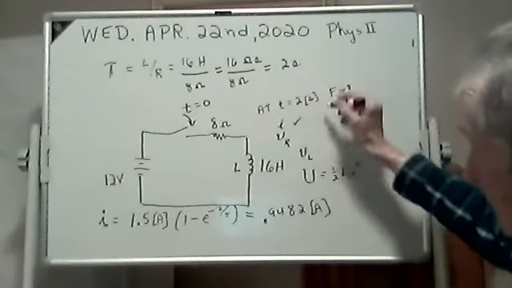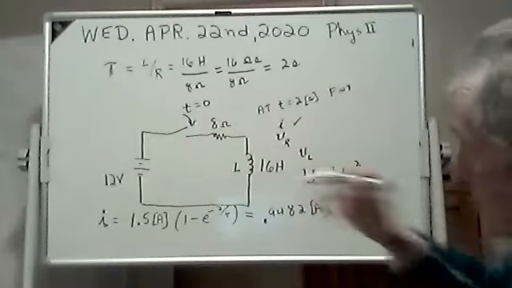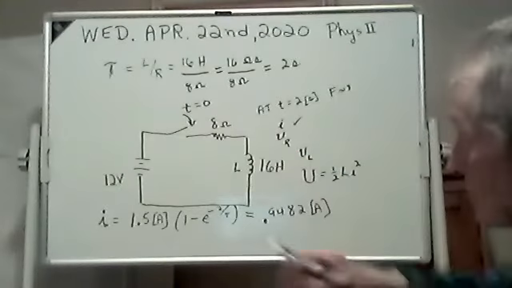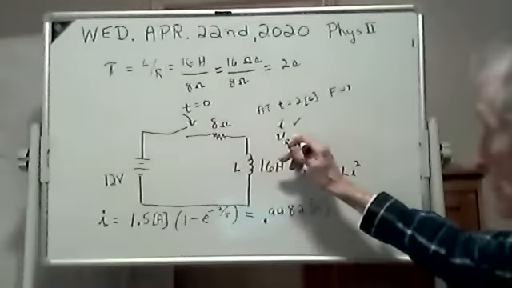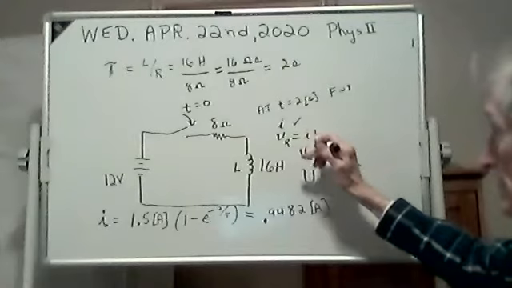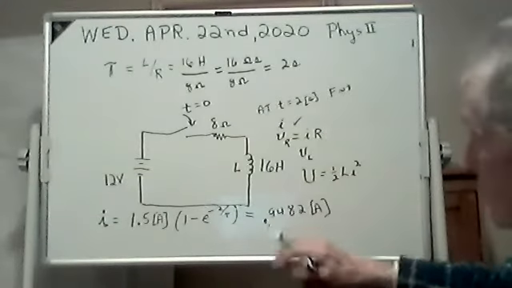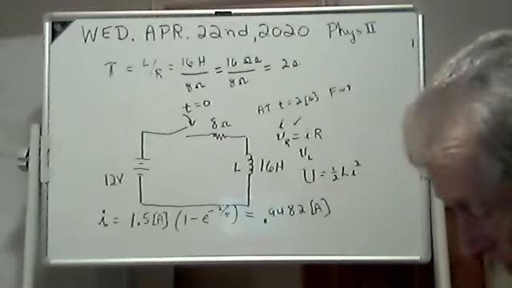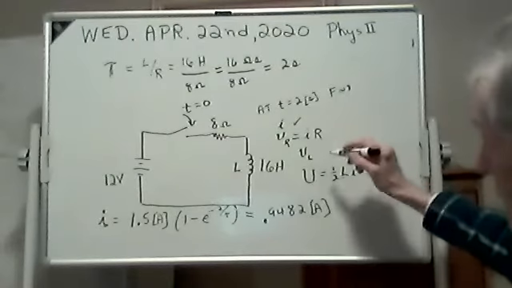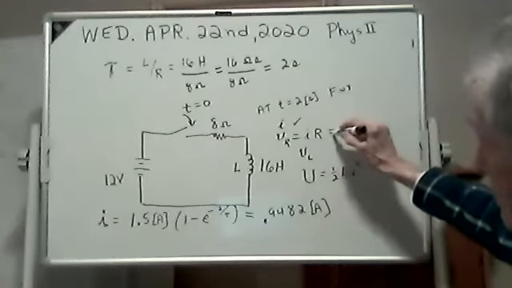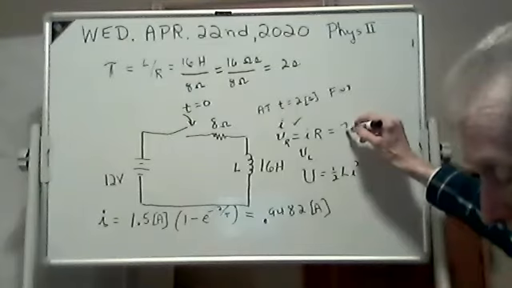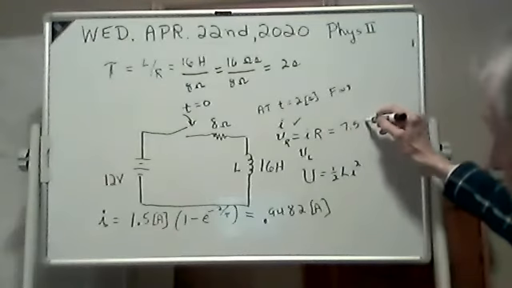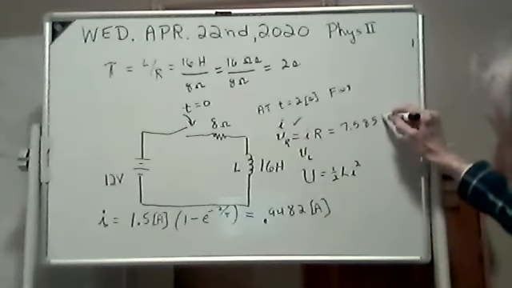We got that done. Now we're going to find the voltage on the resistor. Well, that's just going to be V equals IR. And you got the current. Now we're going to multiply by 8. And I'm getting voltage on the resistor is 7.585 volts.